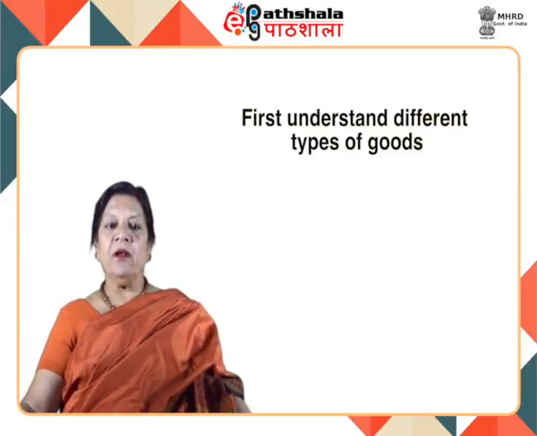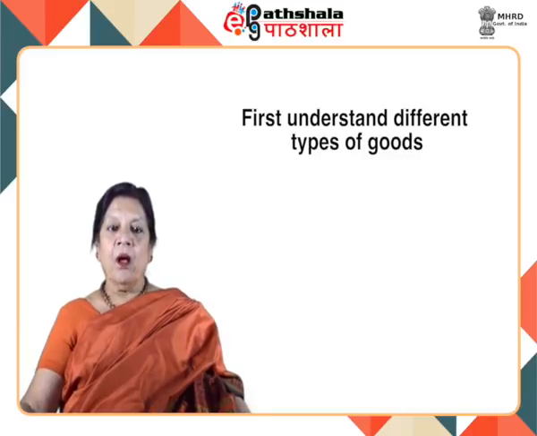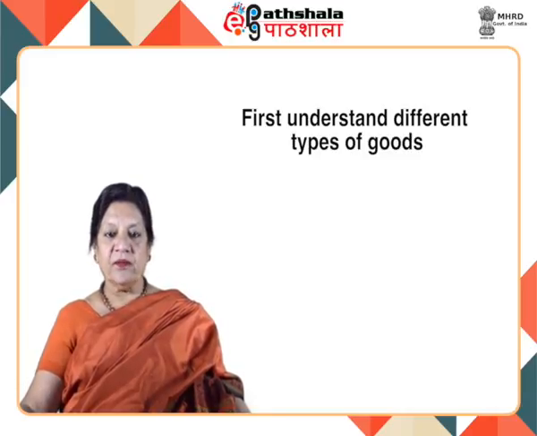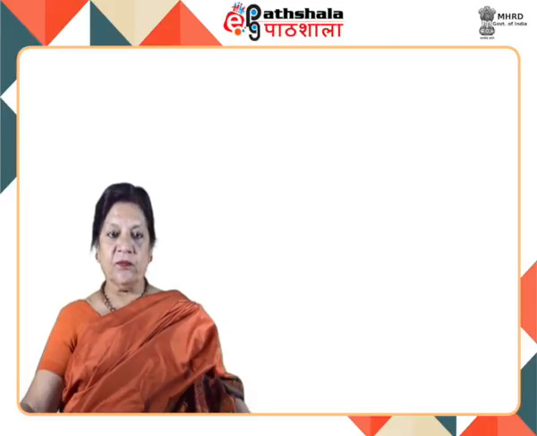Now, we will first understand different types of goods. The difference between national defense and a burger, as a layman would see, is that the former is free while the latter has a price. But this is not the only difference. National defense is an example of a public good, whereas a burger is a private good.